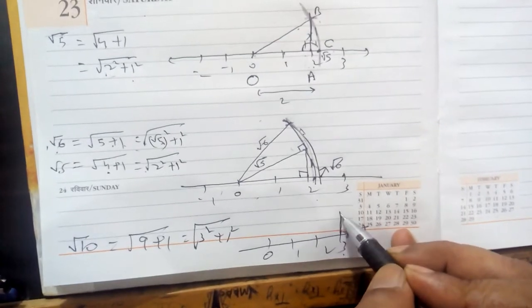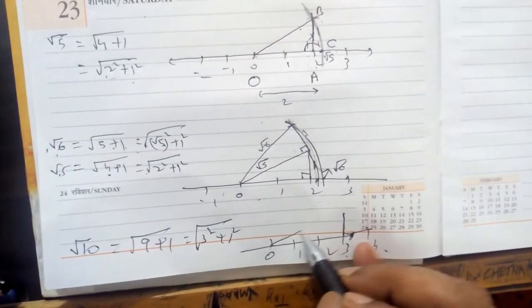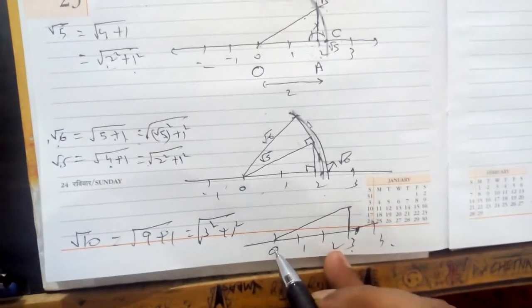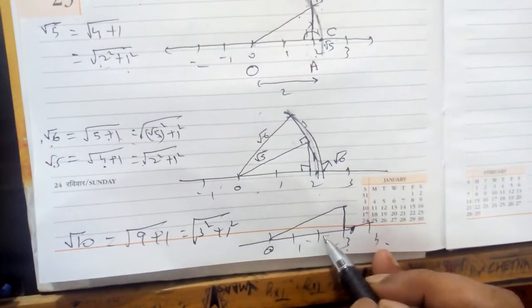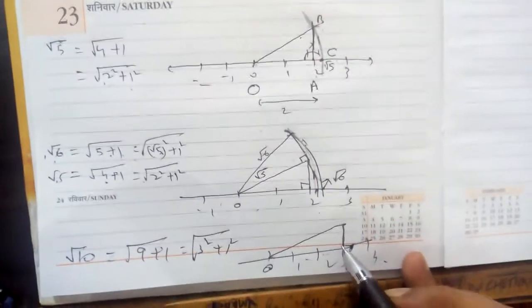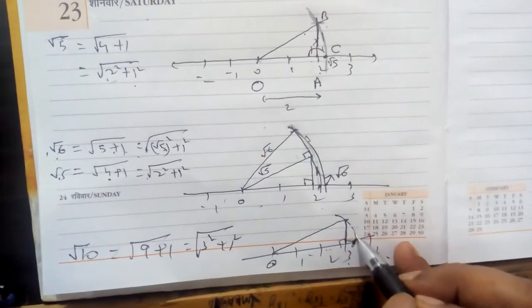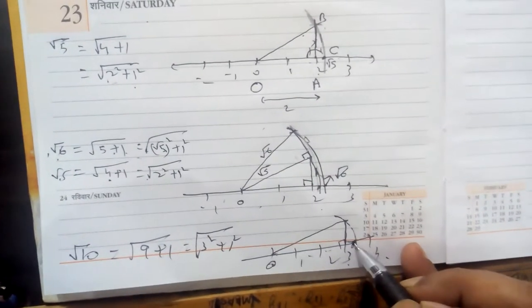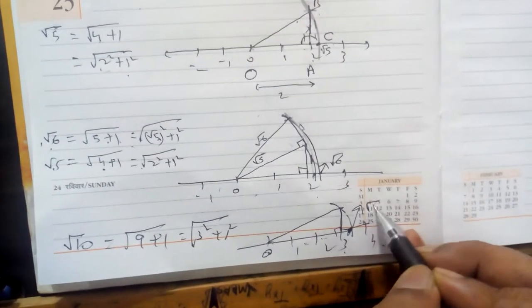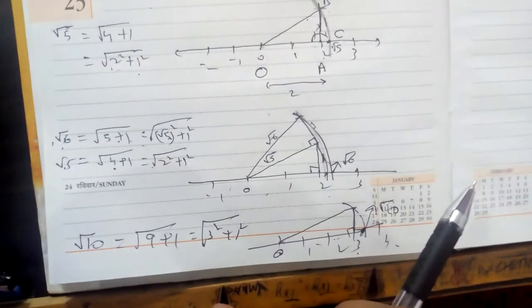If you take 9, so 3 squared, then plus 1. From 0 you join, not 1, not 2. From 0 you join at 90 degrees and directly you will get root 10 here. Easily you can draw it. At every right angle you will get a root 10.